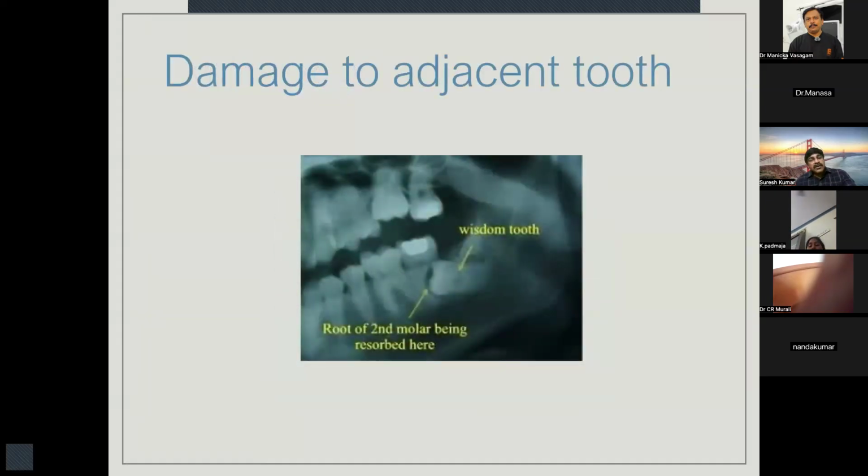Then it can also cause damage to the adjacent tooth roots. The roots of the second molar can undergo resorption due to pressure of the impacted tooth on it. So this is also an indication because this tooth is not going to work well. So at least by removing this, we can save the second molar. So that is also an indication for removing the wisdom tooth.